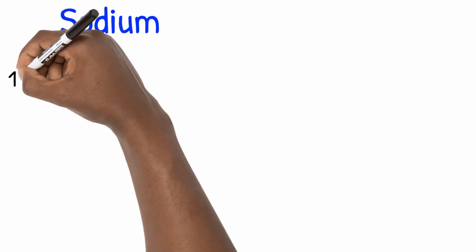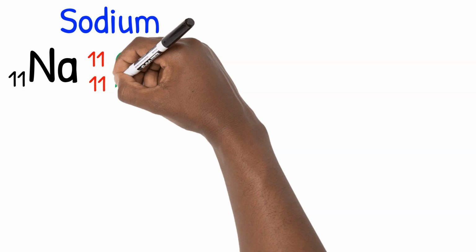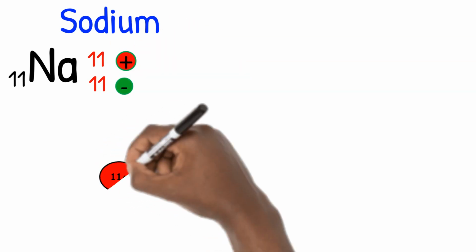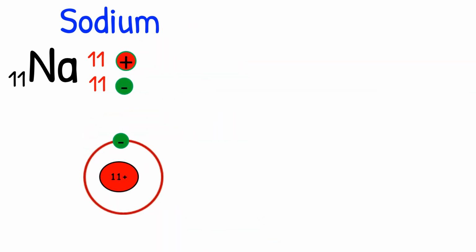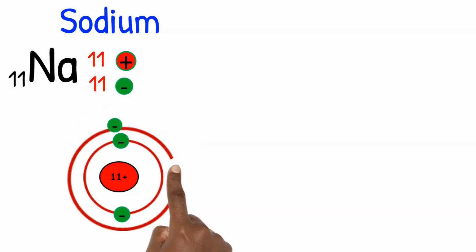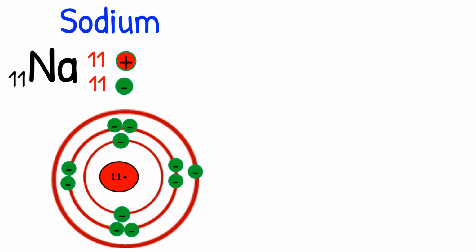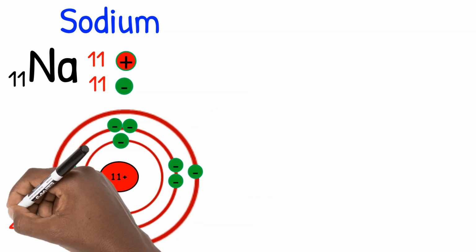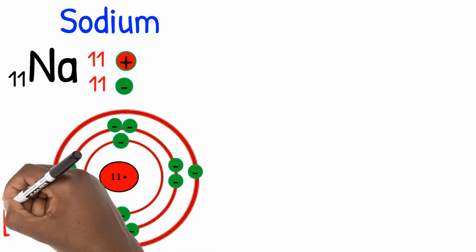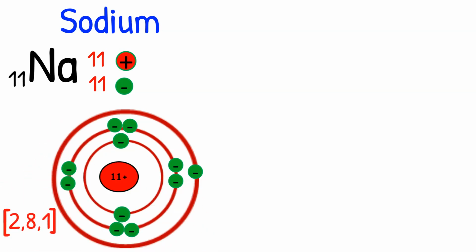Let's look at 2 more examples. For sodium, it has an atomic number of 11, which means 11 protons and 11 electrons. Putting the protons in the nucleus, the first 2 electrons go in the first shell, and the next 8 go in the second shell. Remember, the second shell can take a maximum of 8. That leaves us with just 1 more electron that has to go in the outside shell. And you can write that down as 2, 8, 1 in brackets, which is 2 in the first shell, 8 in the second shell, and 1 in the outside shell.